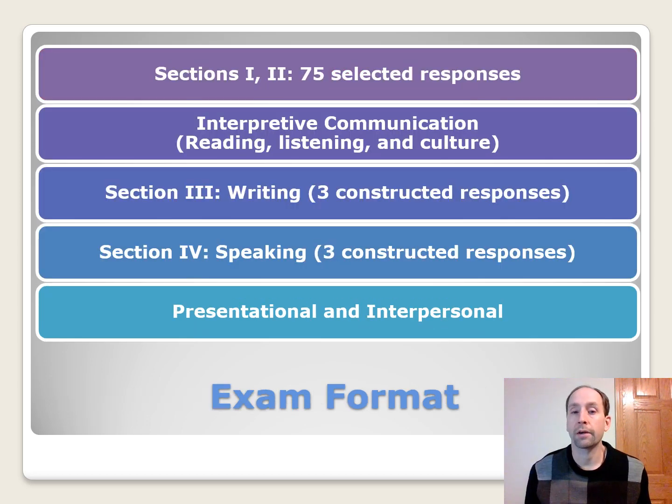Let's take a look at the different parts of the exam so that you're familiar with it, and then in future videos we'll break it down section by section. So in sections 1 and 2, it's called the selected response section. There's going to be 75 multiple choice questions, and it's going to be testing you on your interpretive communication skills, so reading and listening, and then also they're going to incorporate some questions about culture. Section 3 is the writing. There's going to be 3 constructed responses. And section 4 is the speaking, and there are also going to be 3 constructed responses. And with the writing and the speaking, those are both going to be presentational and interpersonal modes of communication. So those are the different formats for the exam.